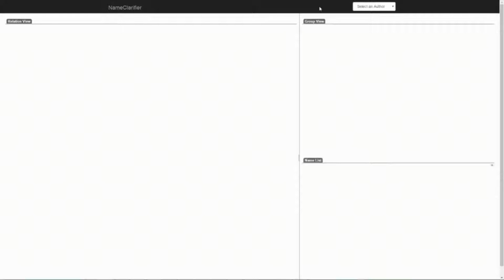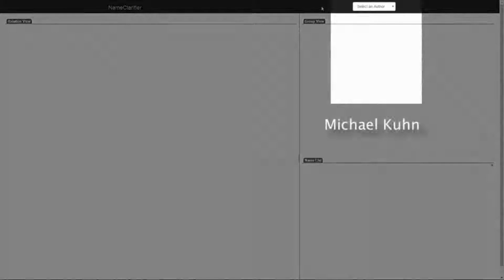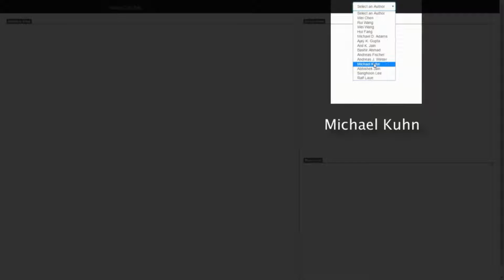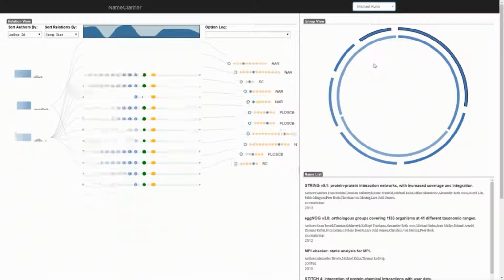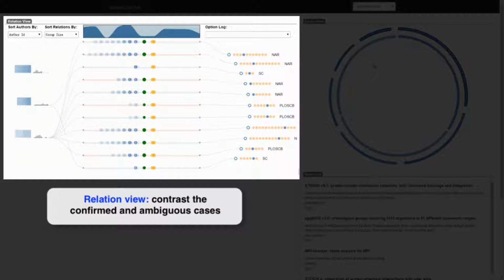NameClarifier is a visual analytics system that customizes name disambiguation on a case-by-case basis. When a name, Michael Cohen, is selected, all the papers with this name listed as an author are loaded and displayed. We first contrast the confirmed cases with the ambiguous cases in the relation view.